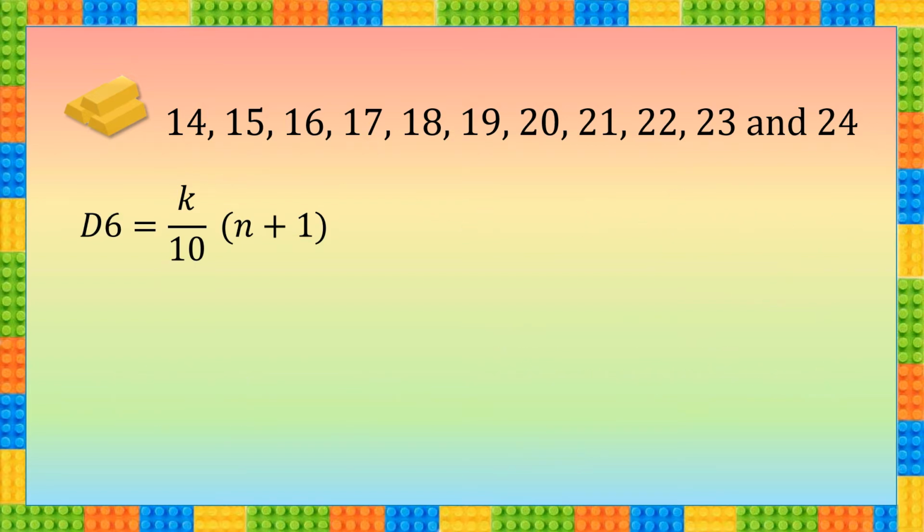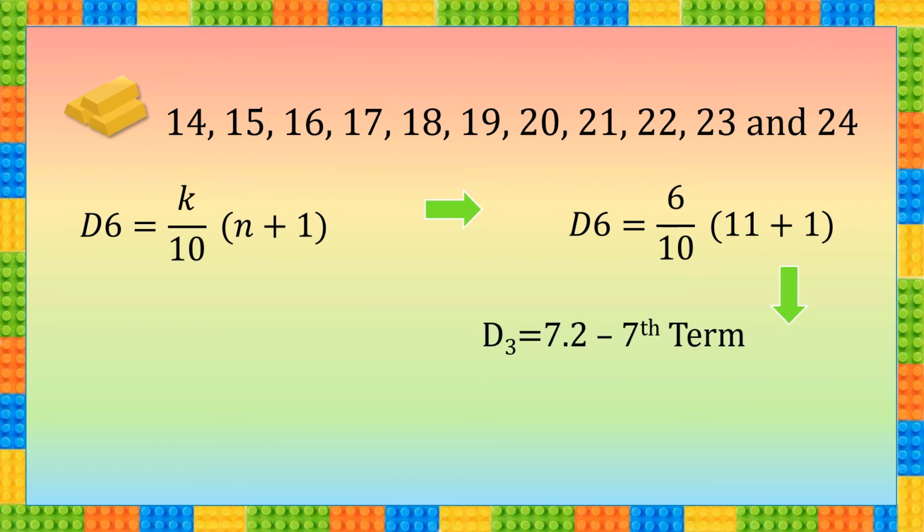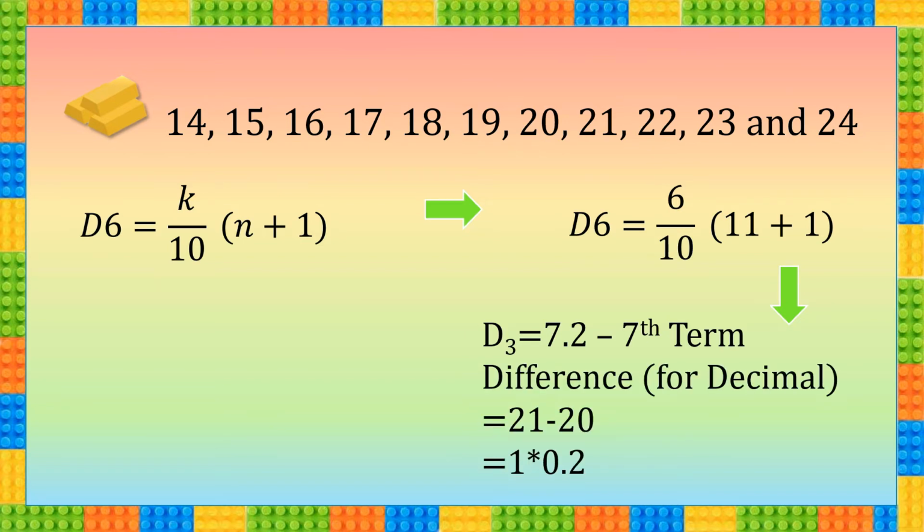Now for decile 6, k is 6 and n is 11. We substitute and simplify, and we will get the answer 7.2. The seventh position or term is the decile 6 plus the difference of the 7th and 6th term, multiplied by the decimal. 21 minus 20 is equal to 1. Then multiply it by 0.2 is 0.2. And now, we add it to the 7th term to get decile 6. 20 plus 0.2. What do you think is the answer? 20.2? Yes? Great! The decile 6 is 20.2.